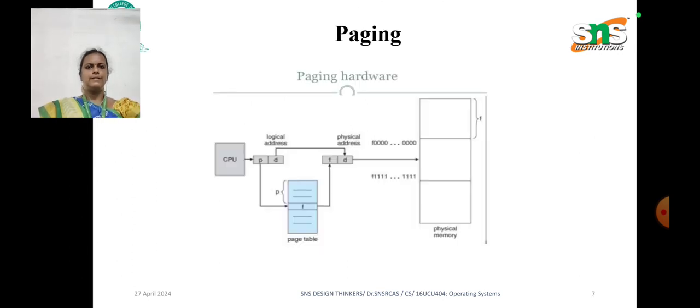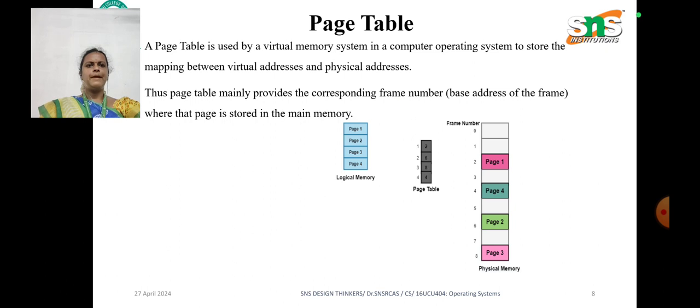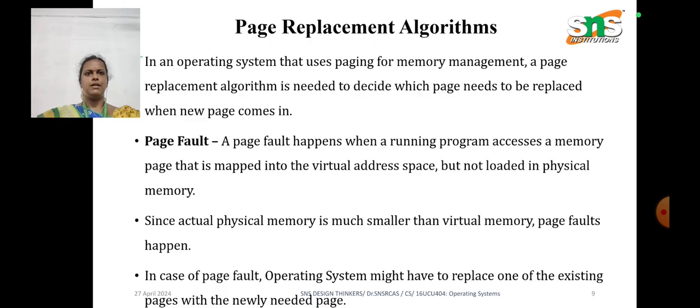This is the example picture of the paging. Here paging hardware is given. A page table is used by virtual memory system in a computer operating system to store the mapping between virtual address and the physical address. Thus, the table mainly provides the corresponding frame number, base address of the frame where the page is stored in the main memory.